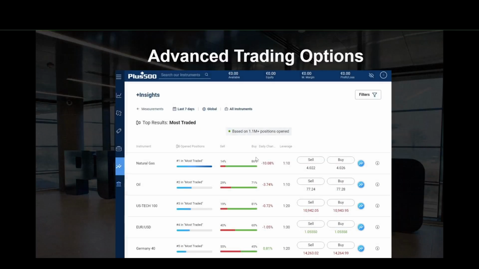For those looking to enhance their trading strategy, explore the advanced order features. You can set future orders that execute when a specific price is reached. This can be particularly useful for capitalizing on market movements without constant monitoring.